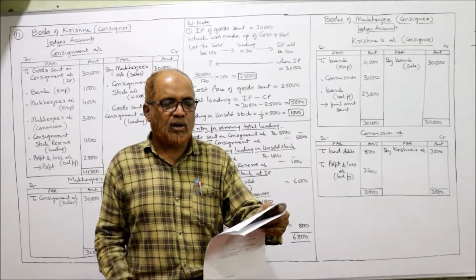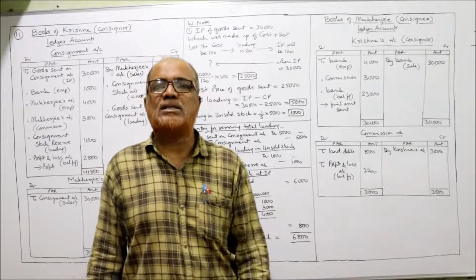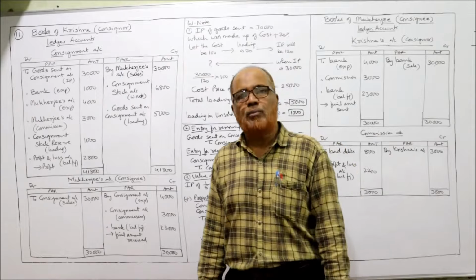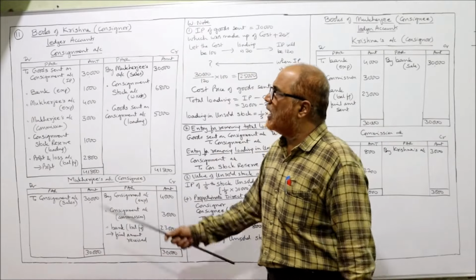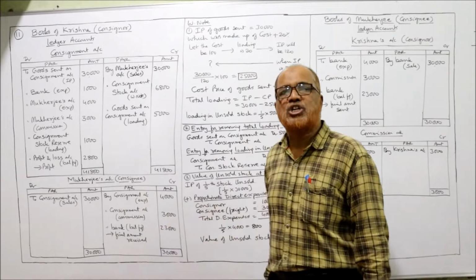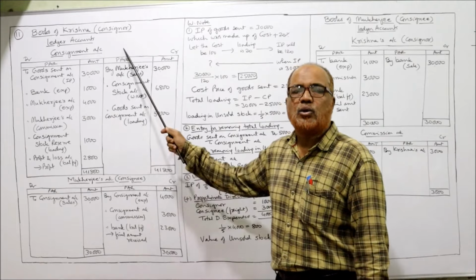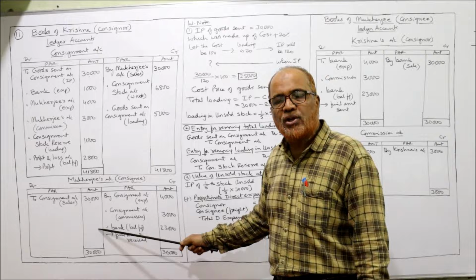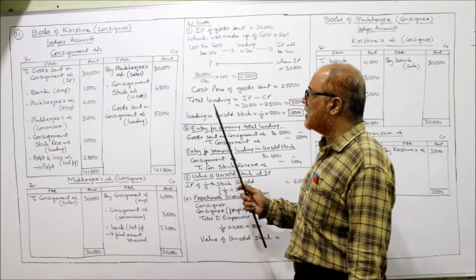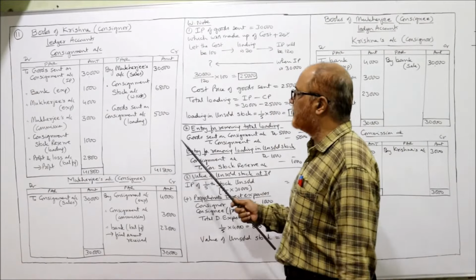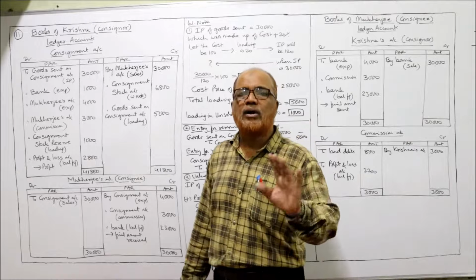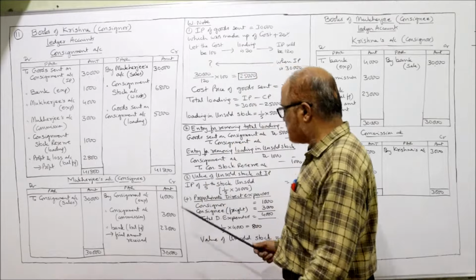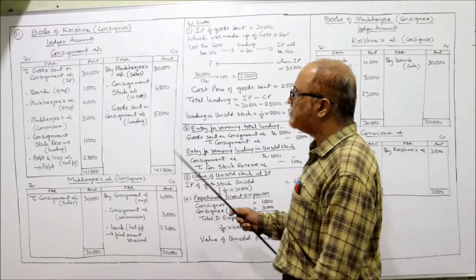Prepare important ledger accounts in the books of both the parties. Ultimately, it is asking you to prepare ledger accounts in the books of both the parties. First of all, I am preparing ledger accounts in the books of Krishna, the consignor. So consignor will open consignment account, consignee Mukherjee's account, goods sent on consignment account. I have not prepared goods sent on consignment account and consignment stock account, two more small accounts you have to prepare. I don't have the space, that's why I have not prepared it.